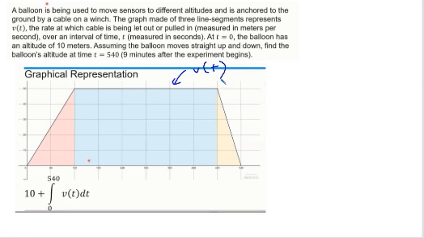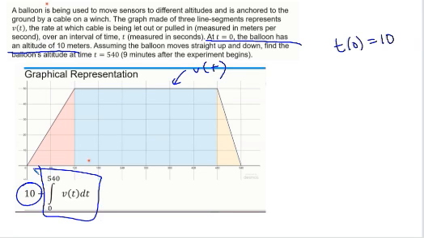At t equals 0, here's our initial condition. The balloon has an altitude of 10 meters. So A of 0 equals 10, and you'll see that represented right here. Assuming the balloon moves straight up and down, find the balloon's altitude at time t equals 540, which is 9 minutes after the experiment begins. So it is just a, how do I do this integral now from the graph? This is all they gave me.